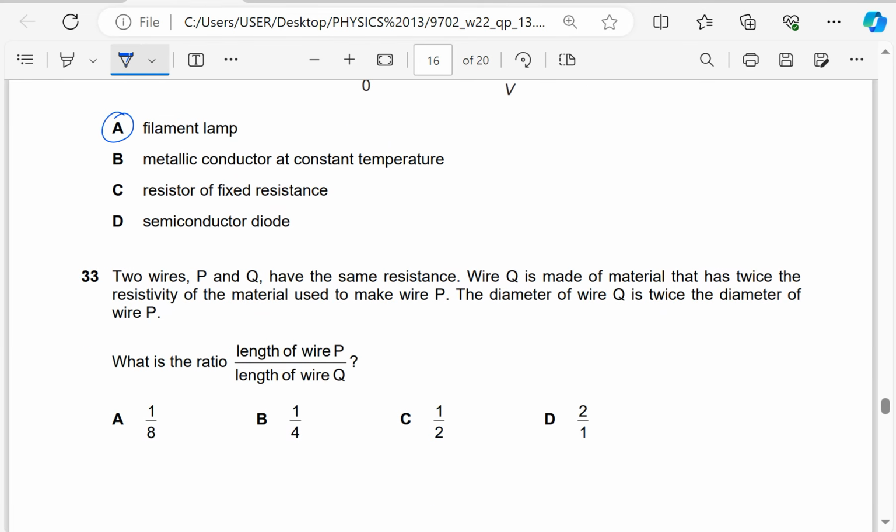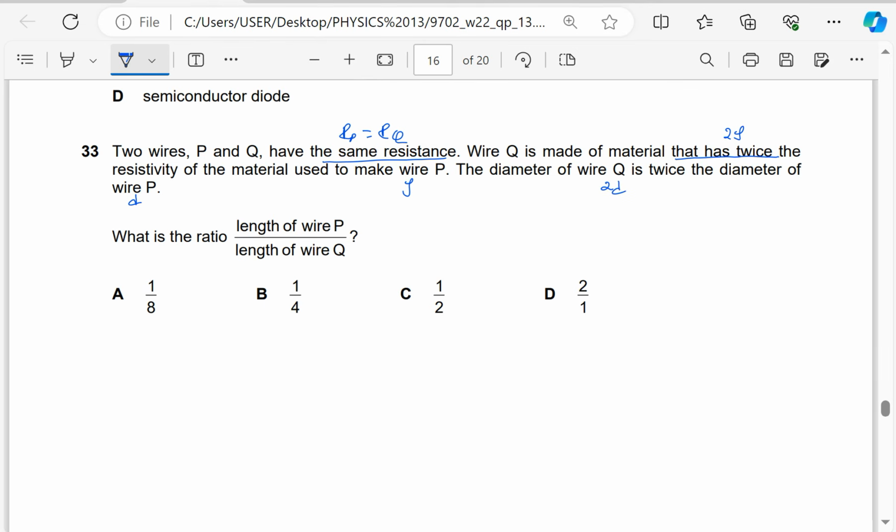Two wires P and Q have the same resistance, that is same R. Wire Q is made of material that has twice the resistivity as that of wire P. So if wire P is rho, then wire Q is going to be twice rho. So same resistance, or resistance of P should be the same as resistance of Q. The diameter of wire Q is twice the diameter of wire P. So if wire P is D, then Q is going to be twice D. What is the ratio length of wire P over length of wire Q?